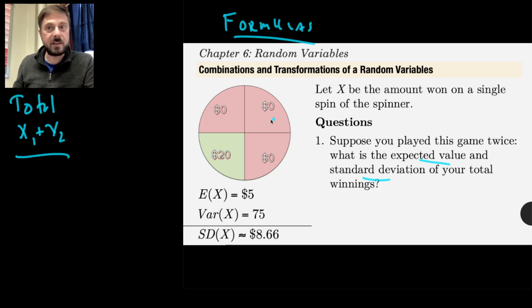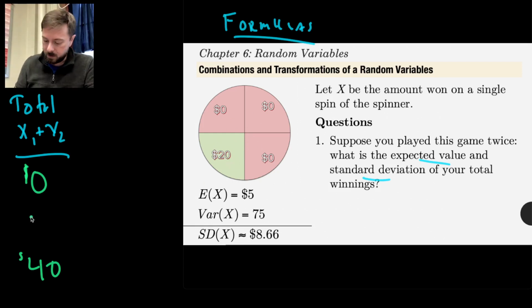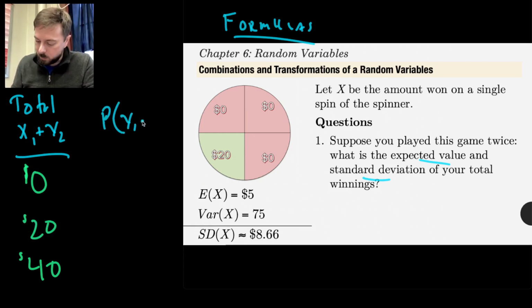And we could see that there are, in fact, 3 possible totals that you could get. You could either win nothing, so sad, by spinning 0 the first time and 0 the second time, or the best case scenario is you could win $40, where you got 20 and 20 again. Then there's the in-between where maybe you got 0 and 20 or 20 and 0, in which case you won $20. So the probability of this x1 plus x2 will be based on the spinner here.